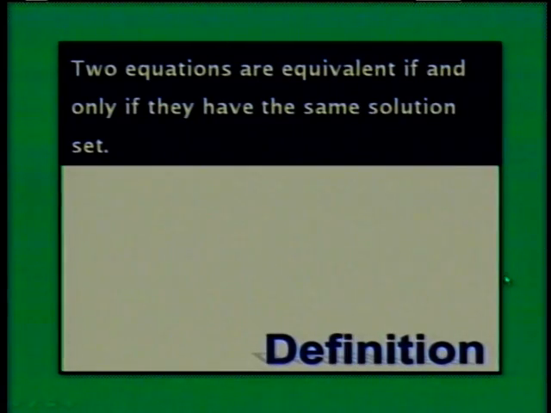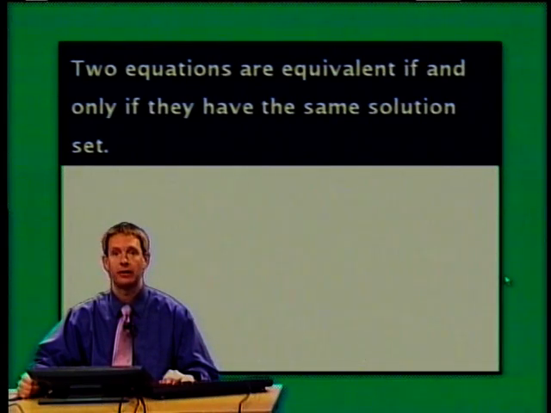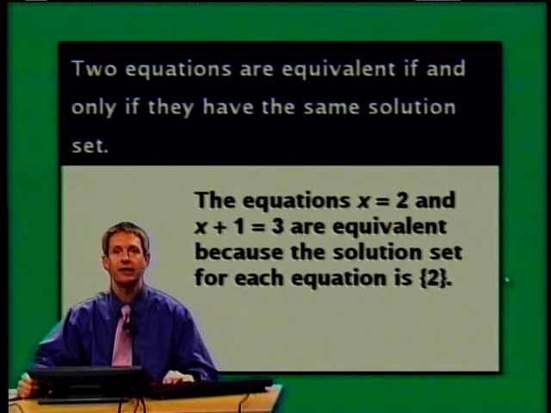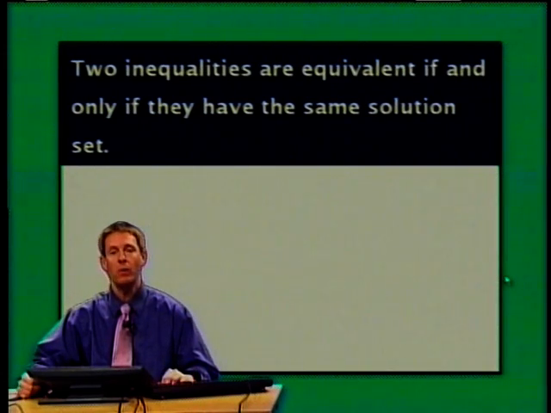Now I'm going to introduce something that's called the addition property of inequalities. Let's recall that two equations are equivalent if and only if they have the same solution set. So for example, the equations x equals 2 and x plus 1 equals 3 are equivalent because the solution set for each equation is the set whose only element is the number 2. 2 equals 2 and 2 plus 1 equals 3. Well, we have a similar definition for equivalent inequalities. Two inequalities are equivalent if and only if they have the same solution set.